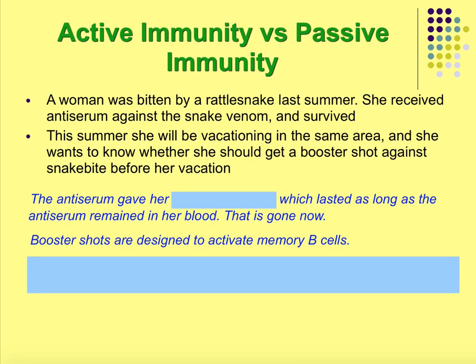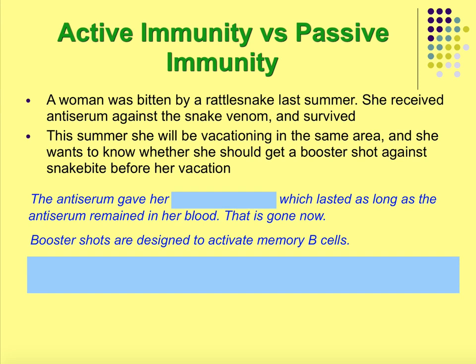So let's discuss the difference between active and passive immunity. So when we talk about active immunity, we're talking about our immune system actually being activated and working. When we talk about passive immunity, our immune system is not being stimulated. Instead, something else is being injected into our body and doing the work. So our immune system is being passive.